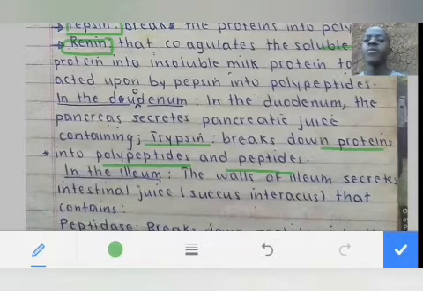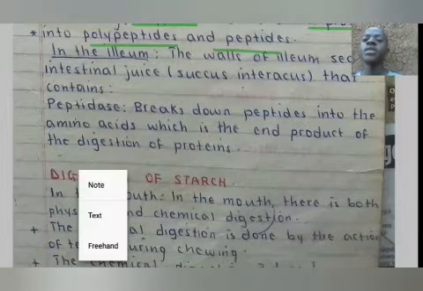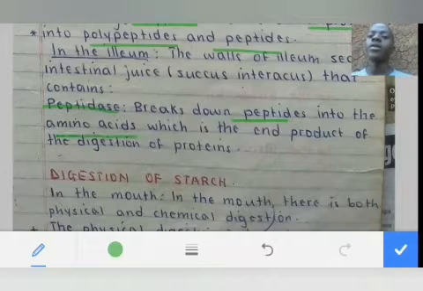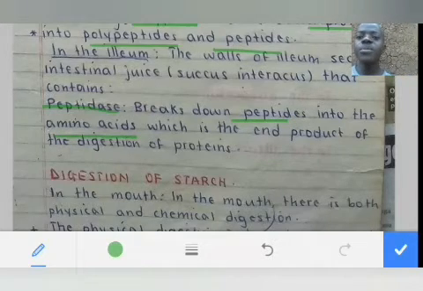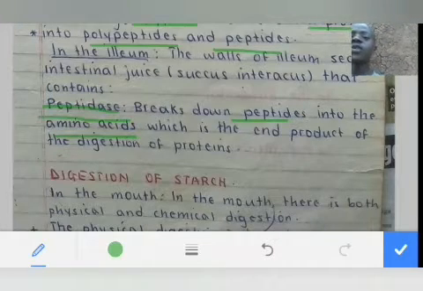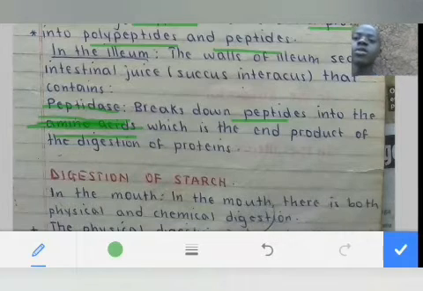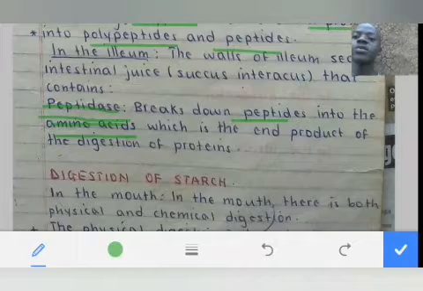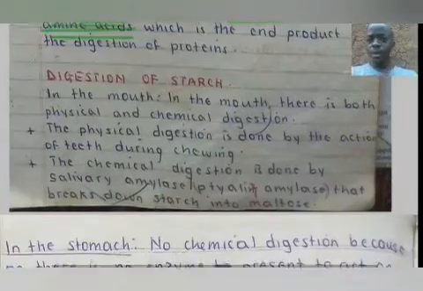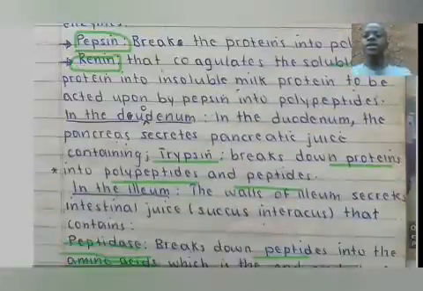Then in the ileum we have seen the enzyme called peptidase, and peptidase breaks down peptides into amino acids, which is the end product of digestion of proteins. So this is a common question: what is the end product of digestion of proteins? It is amino acids.